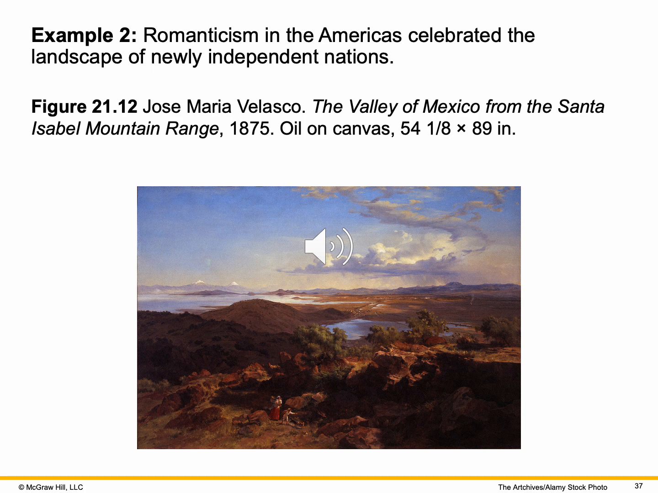While Cole's vision of Romanticism celebrates the vast potential of the United States and its lands, José María Velasco linked the beauty of Mexico to the indigenous peoples who occupied it. His Valley of Mexico from the Santa Isabella mountain range offers a sweeping panorama of the site where the Aztec capital stood before it fell to Spain in the 16th century.